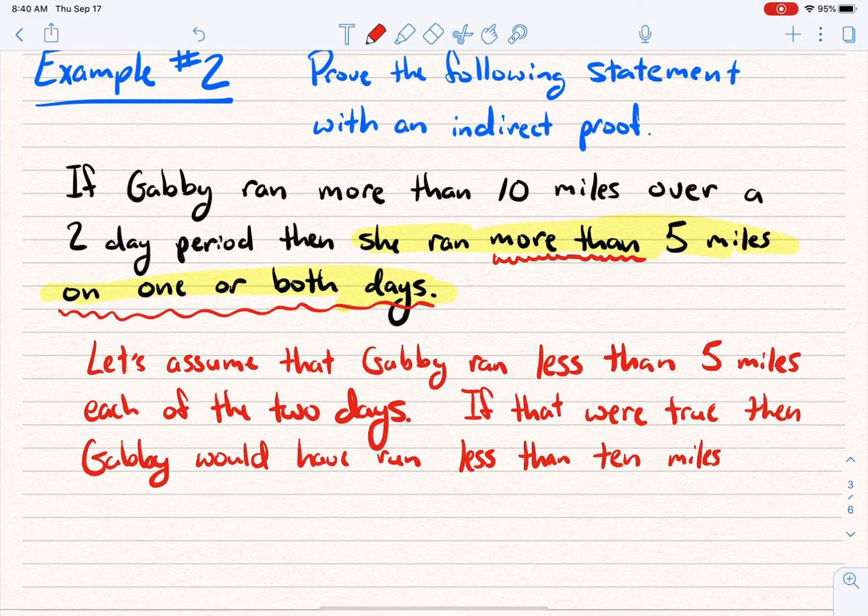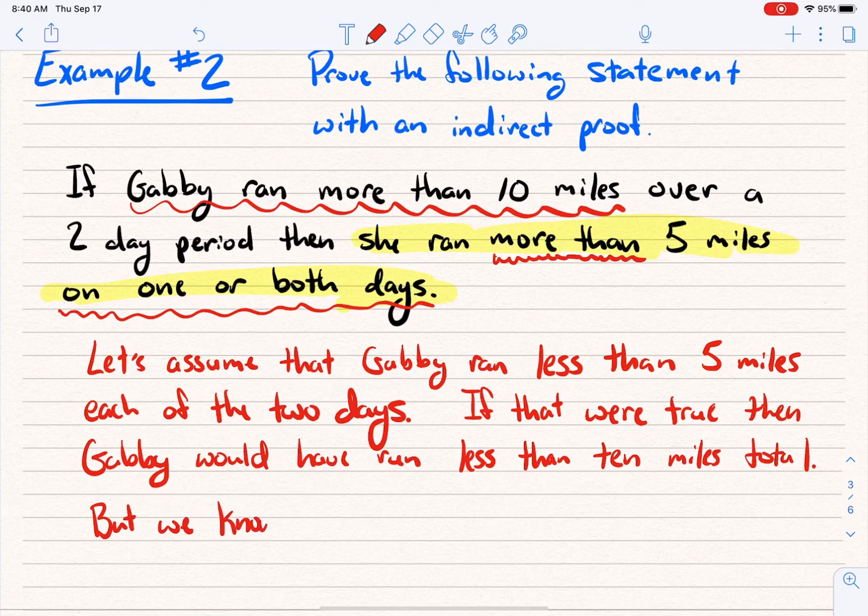Less than 10 miles total. But what do we know? We're going off the basis that she ran more than 10 miles. Okay? And so, we know Gabby ran more than 10 miles.